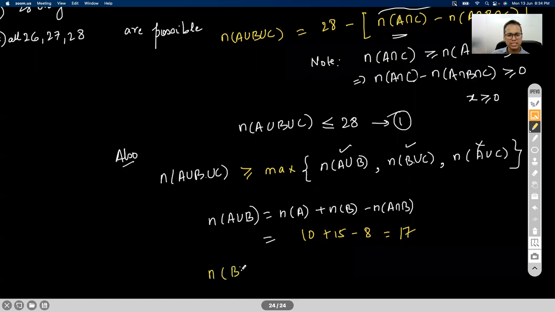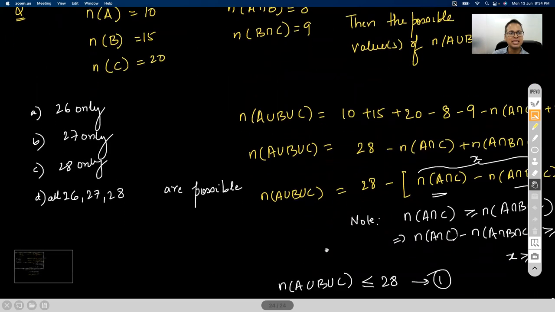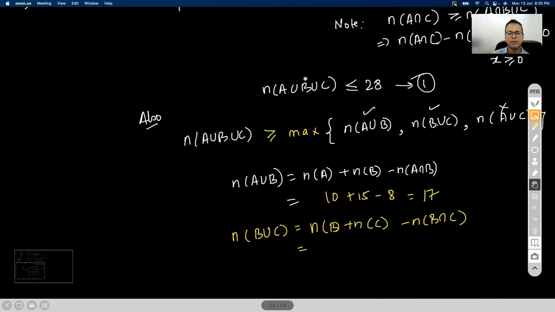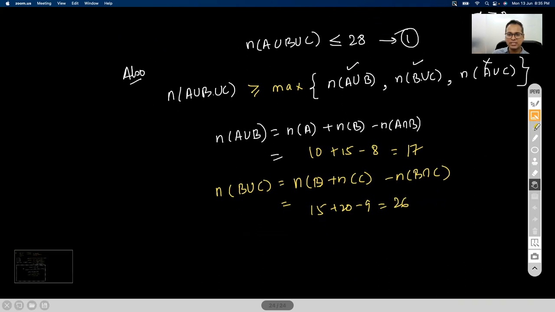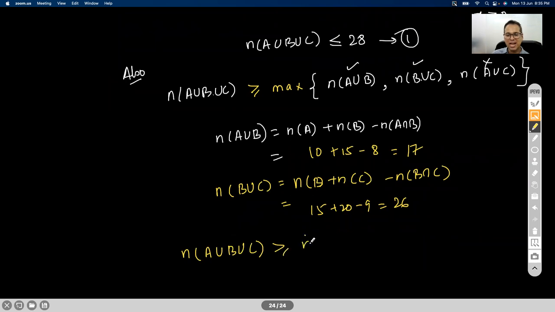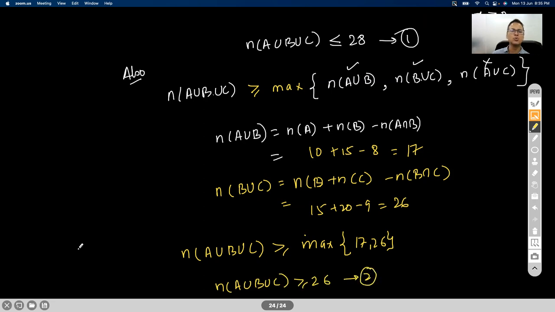And what about N(B ∪ C)? N(B ∪ C) will be N(B) plus N(C) minus N(B ∩ C). How much will that be? N(B) is 15, 15 plus 20 minus 9. How much is this? This is 26. So N(A ∪ B ∪ C) will be greater than or equal to the max of the two. So 17 and 26, which is max? 26. Right?